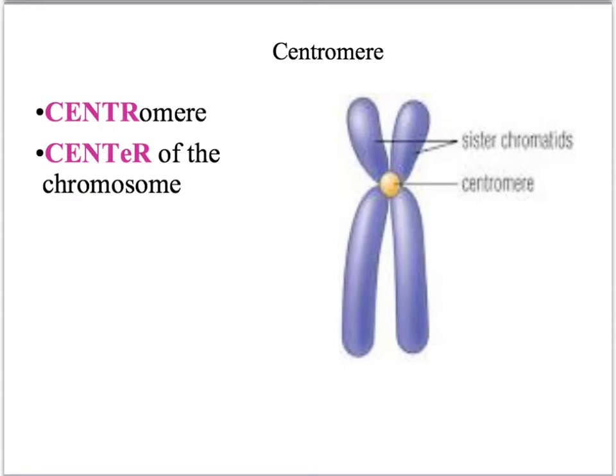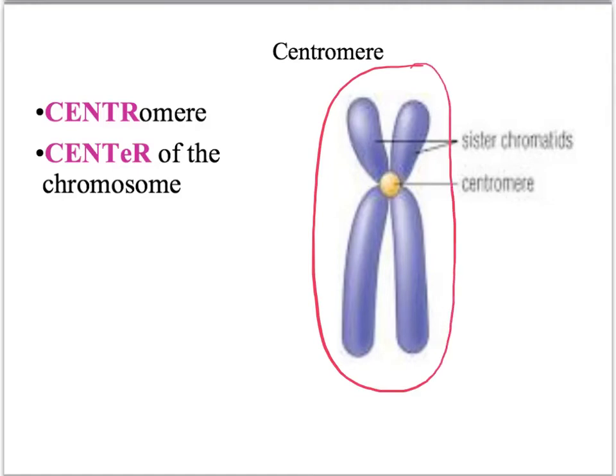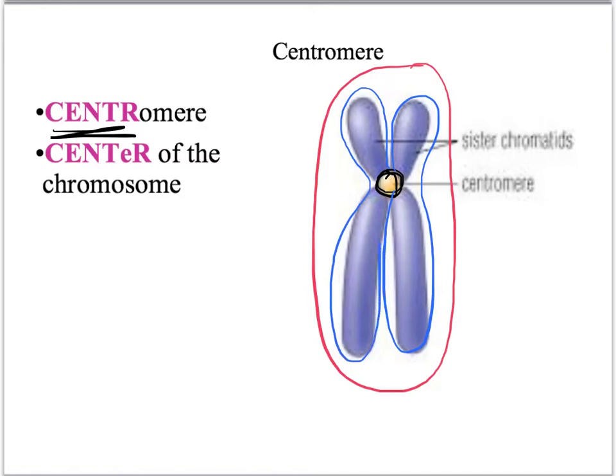Next, it's important to know what a centromere is. So again, if this whole structure is a chromosome, the centromere, center, is just the center of the chromosome. It's what's holding your two sister chromatids together. So the two sister chromatids are attached by a centromere. And a centromere is just what's in the center of a chromosome.